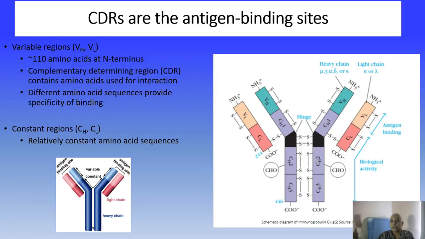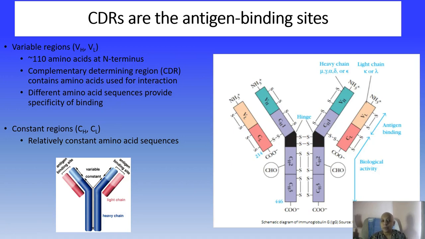So the variable regions are present on both your heavy and light chains. They are the top 110 amino acids or so in the amino terminal. They are going to be your complementary determining region, or CDR regions, that contain specific amino acids. Those amino acids change based on what antigen, or what epitope on those antigens, they are going to be recognizing.